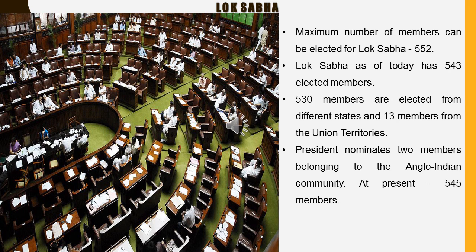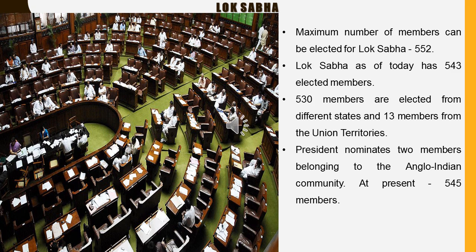Now Lok Sabha. Lok Sabha is the popular house of the Indian Parliament and contains the representatives elected by the people. It is called the lower house of the parliament, also called the popular house. The members are elected by the people of India. The maximum number of members that can be elected to Lok Sabha is 552, but the actual number of Lok Sabha members now is 545.